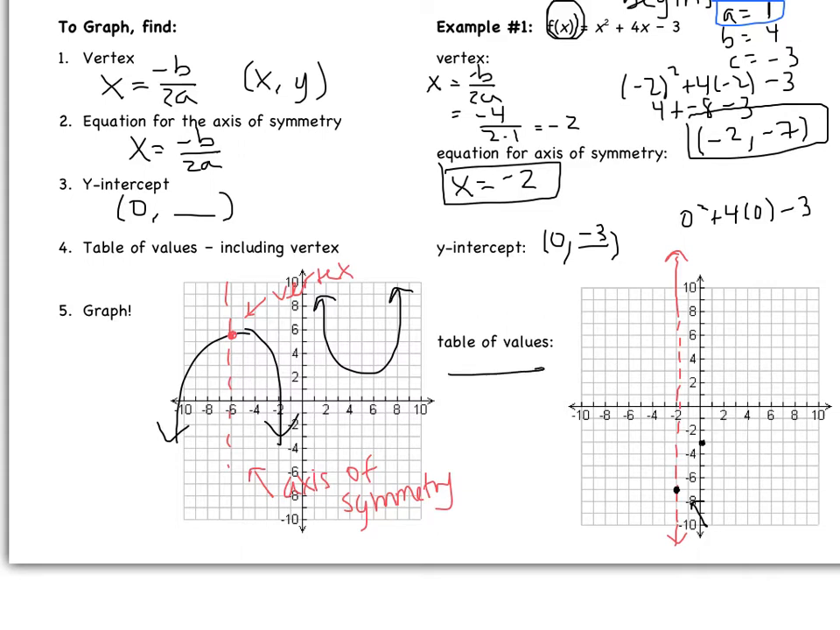So next we need to make our table of values. The vertex always goes in the middle. Choose 2 lower, 2 higher. 0, negative 3 we already found. So let's substitute in negative 1. I get negative 1 squared, add negative 4, subtract 3. So negative 1 squared is 1. 1 subtract 4 is negative 3. Subtract 3 again is going to give me negative 6.